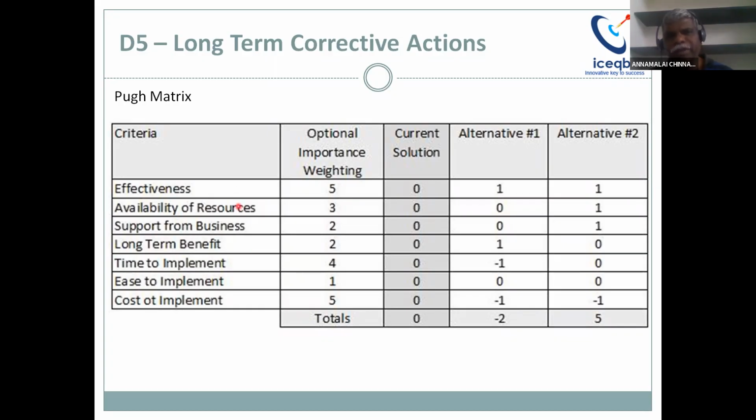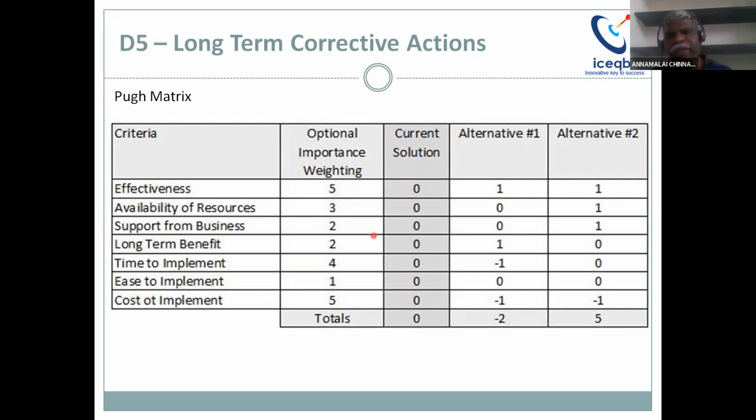Once I have listed all the criteria based on which I'm going to take the decision, I have to give an importance rating: how important, according to me, each criterion is. For that, I will use a scale of 1 to 5. Whatever criteria I feel is very important, I will give a rating of 5, and whatever is not so important, I will give a rating of 1. So for each of the criteria, I will give a rating of 1 to 5, depending upon the importance.